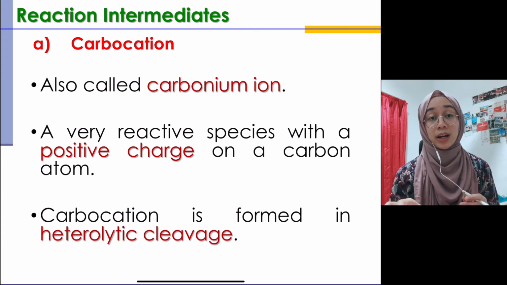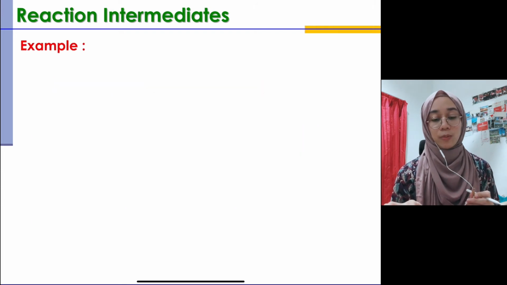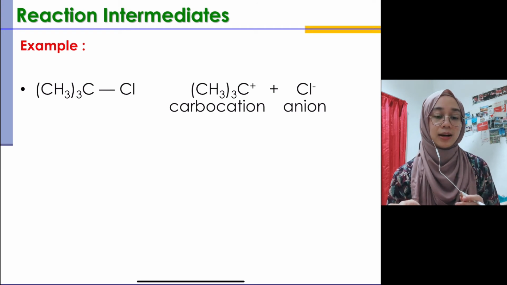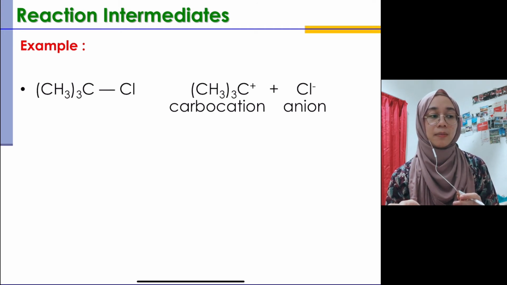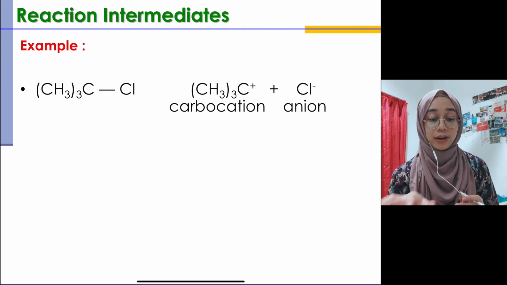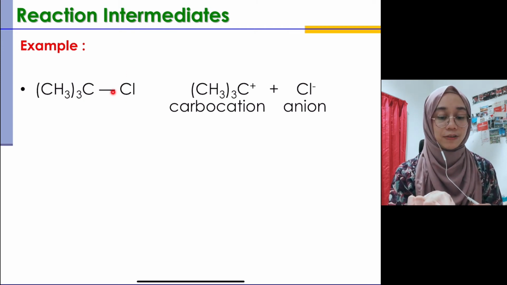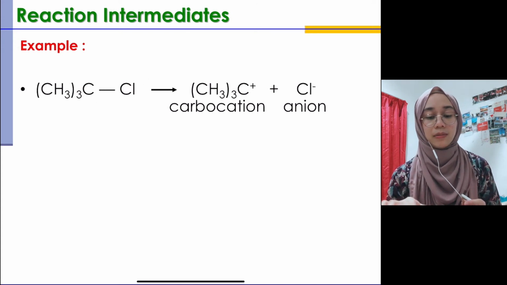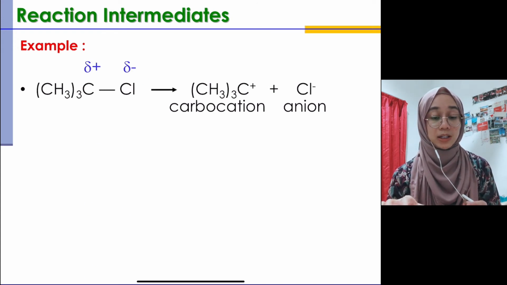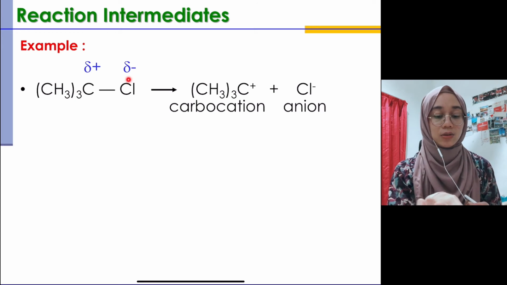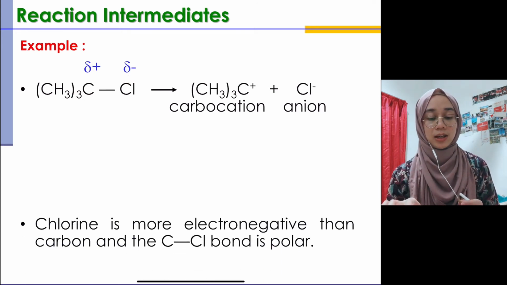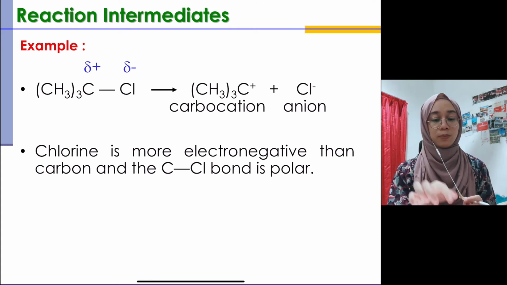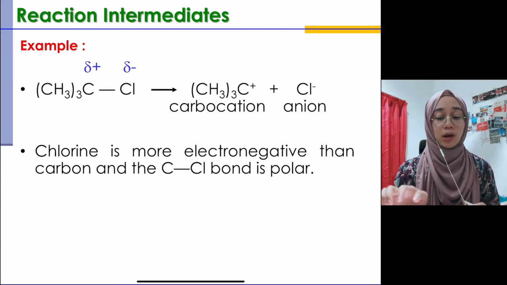Sebab cation dan anion heterolytic kan, kalau free radical tadi homo. Okay, so for example here, bila carbon kita dia attach dengan something yang more electronegative daripada dia, for example Cl. Okay, kita fokus antara C dengan Cl ke sini. So Cl being more electronegative, so partially negative kat sini. So carbon pula akan jadi partially positive. So what happened is, since chlorine is more electronegative, so bond kat sini adalah considered sebagai polar bond.